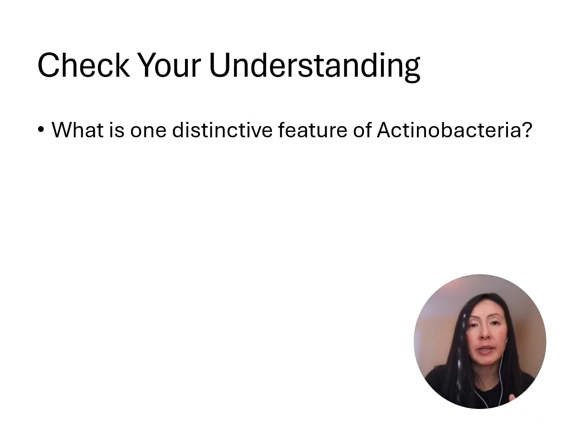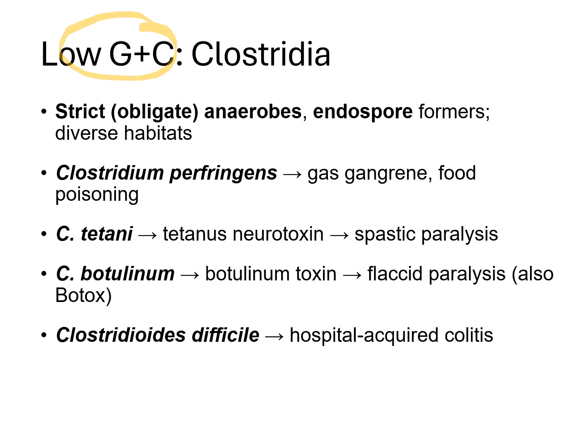For our actinobacteria checkpoint, remember they are high GNC gram-positive bacteria. That means their DNA has greater than 50% guanine and cytosine content. Many of these also form filamentous soil-dwelling structures, and some of them, like Streptomyces, are important producers of antibiotics. Now we're going to switch to low GNC bacteria, including the class Clostridia.